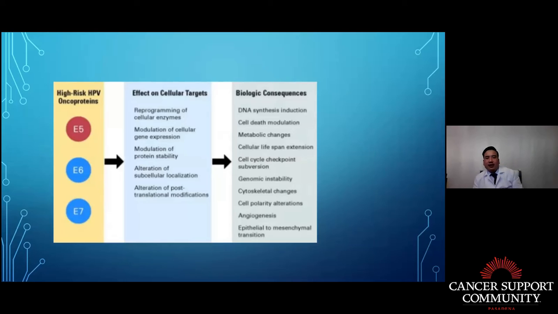These proteins have effects on cells. Usually what they do is they promote cell growth. They don't really allow cells to die off. By these proteins being made by our normal cells, they cause our normal cells to mutate and keep dividing and dividing. So the biologic consequences are more DNA synthesis made for the cancer, decreased cell death, and there's genomic instability and angiogenesis.